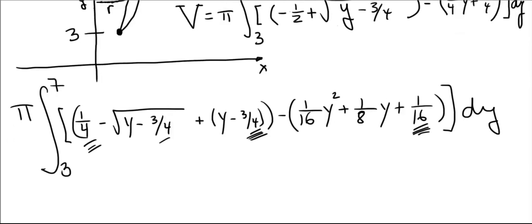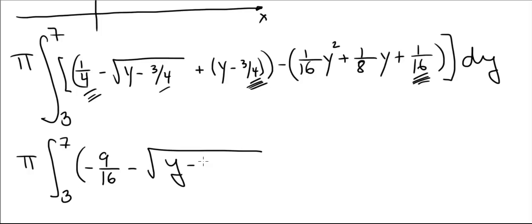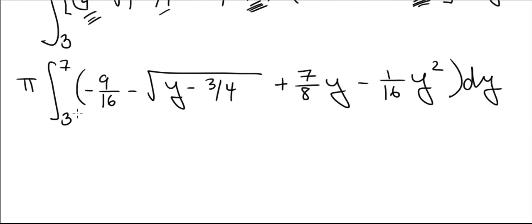1/4 minus 3 over 4 is minus 1/2, or minus 8 over 16, minus 1 over 16. The net is minus 9 over 16, minus the square root of y minus 3 over 4, y minus 1/8 y, it will be 7 over 8 y, minus 1 over 16 y squared, dy. And now let's go ahead and integrate. Each of these are not that difficult to integrate.